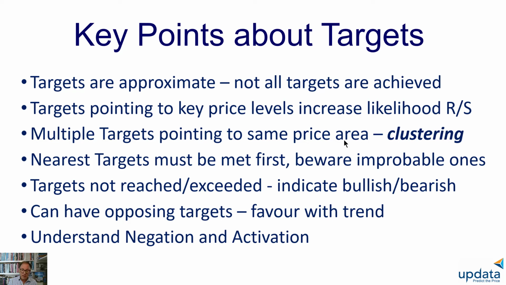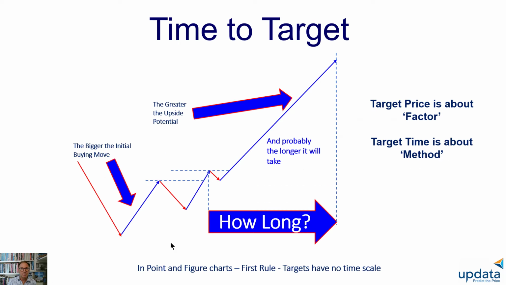So if a target is not reached, that's an indication that we're slightly bearish. On an upside target, if it's exceeded, then that's more bullish. And on downside targets, if it's not reached, that's indicating some bullishness. And on a downside target exceeded, that's indicating more bearishness. You can have opposing targets, and we'll talk a little bit about that, but you favor with the trend. And just understand this concept of negation and activation, which we just talked about earlier.